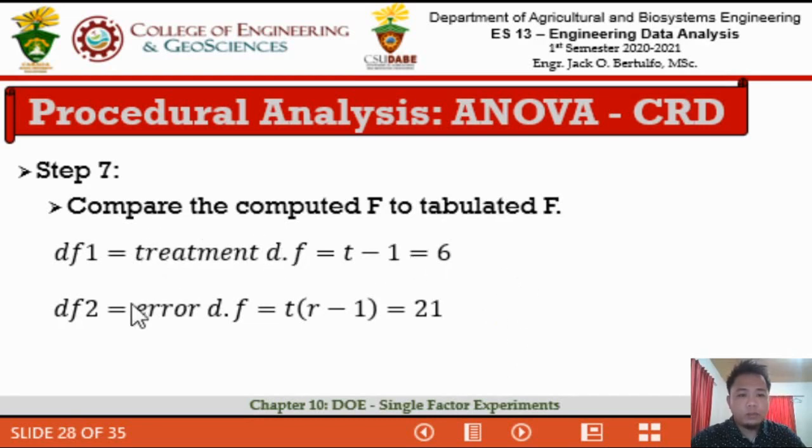Okay, so to compare again the degree of freedom, this is used in order for us to locate the required values here in our F table. Degree of freedom for treatment, DF1 is for treatment, DF2 is for error. All the time DF2 is always the error. So we have 6 and 21.